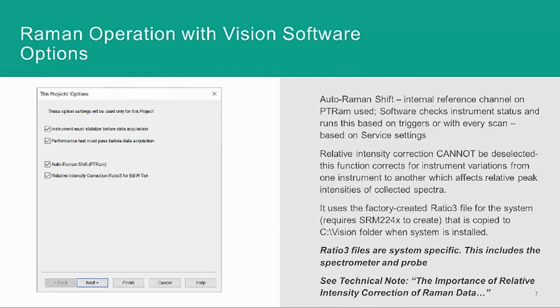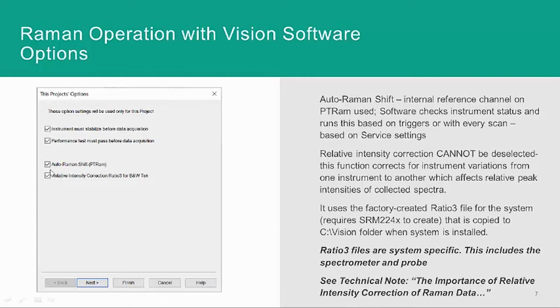You'll also want to go to the options, and you'll note that the relative intensity correction cannot be turned off. This function corrects for the instrument variations from one instrument to another, which affects the relative peak intensities of collected spectra, and it is on because it is highly recommended to use this setting as it makes transferability and comparison of data across instruments much better.